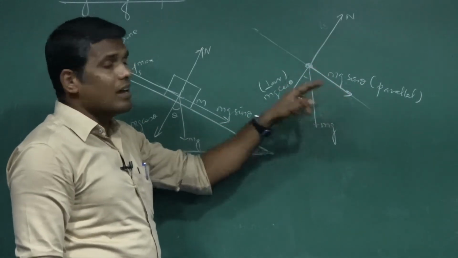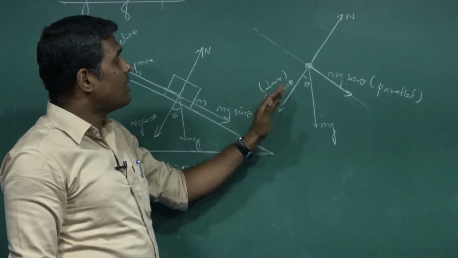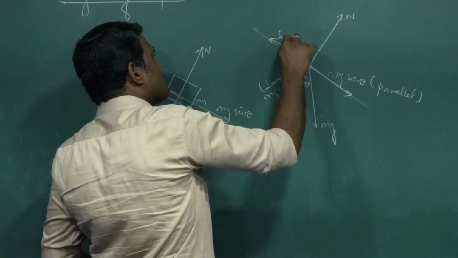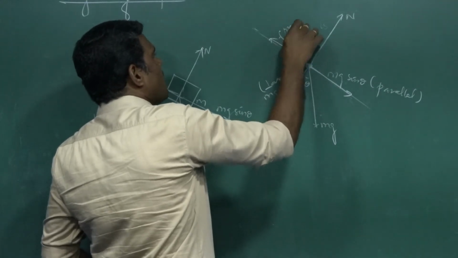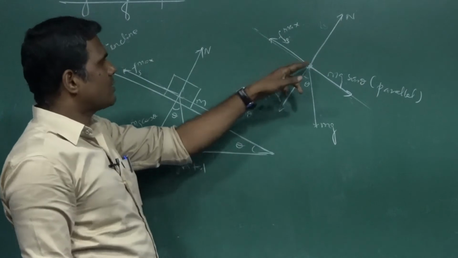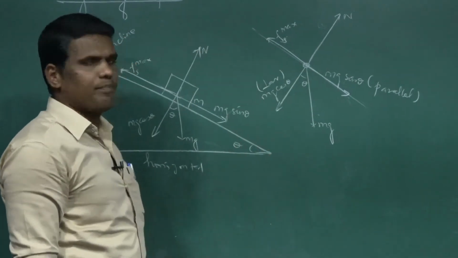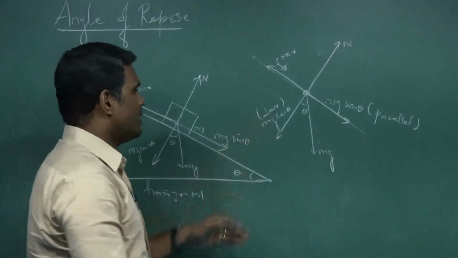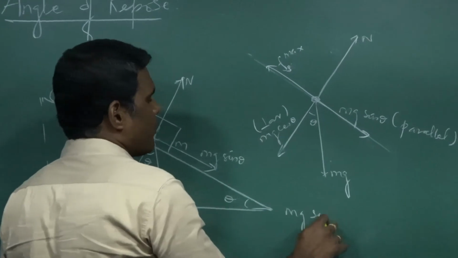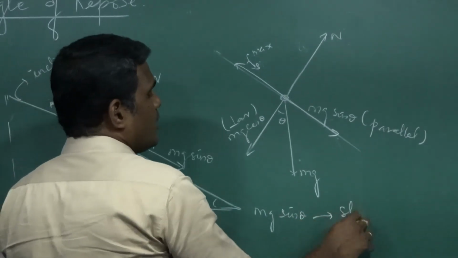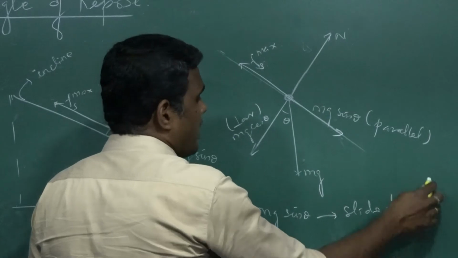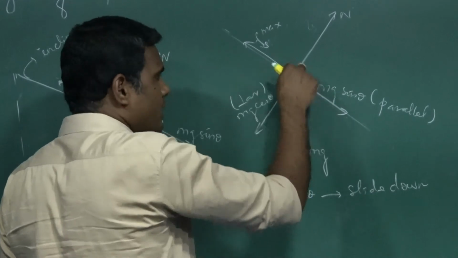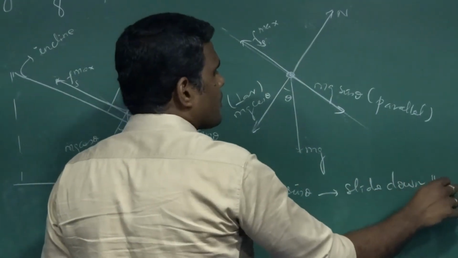mg sin theta is the parallel component to the incline and mg cos theta is the perpendicular component to the incline. And as I told you earlier, this is Fs maximum, the maximum static frictional force acting on the body of mass m. What is the role of this parallel and the perpendicular components? We can say here, this mg sin theta makes the body slide down the incline.